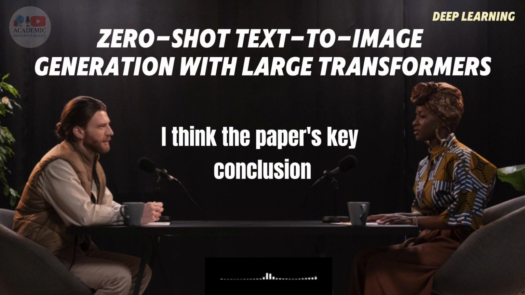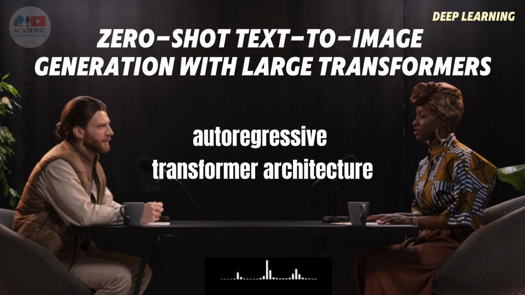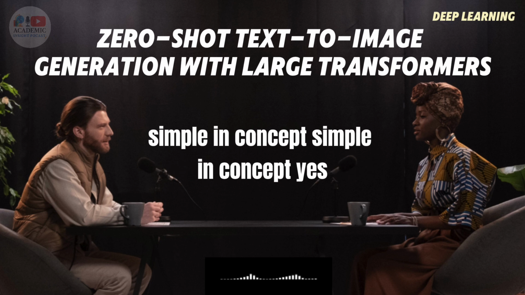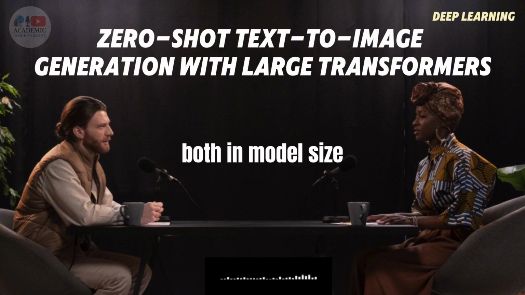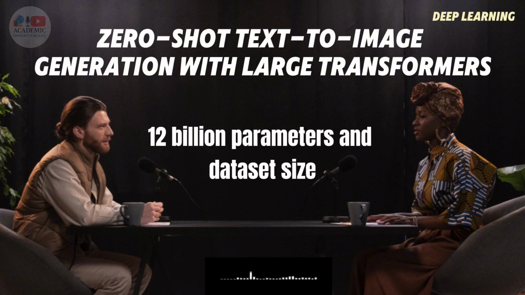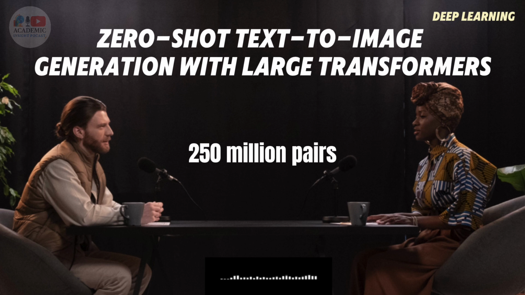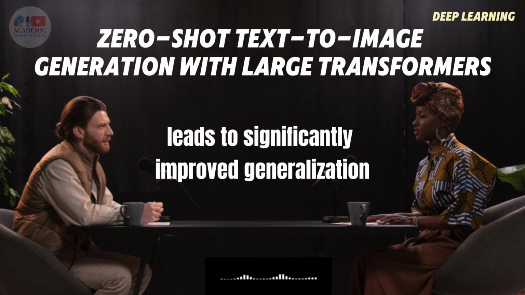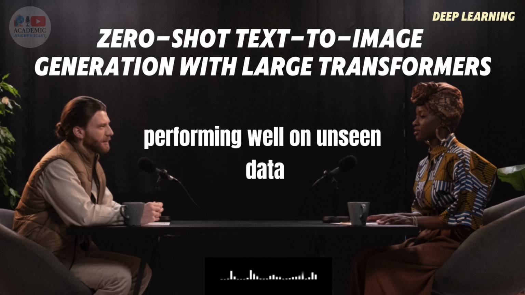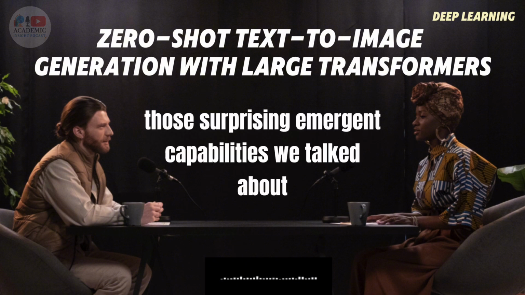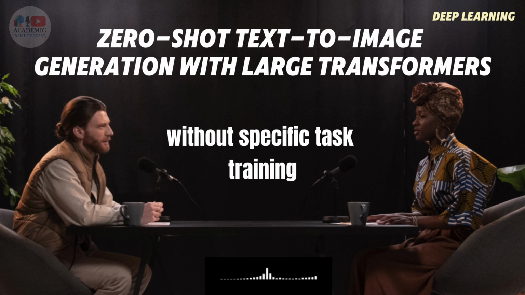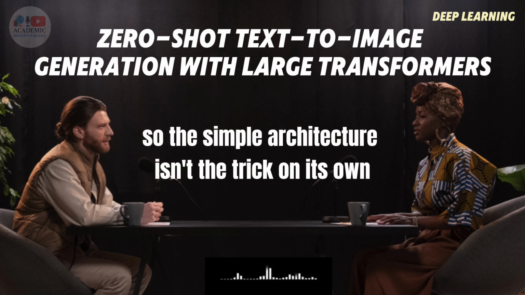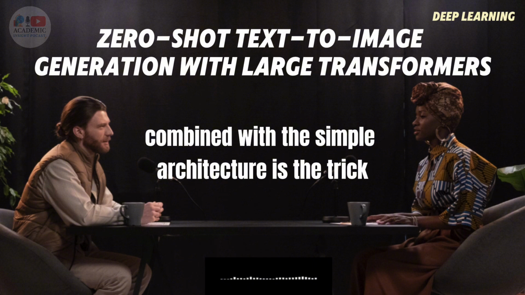I think the paper's key conclusion is that a surprisingly simple, autoregressive transformer architecture. Simple in concept. Simple in concept, yes. When trained on sufficient data and pushed to an unprecedented scale, both in model size, 12 billion parameters, and dataset size, 250 million pairs, leads to significantly improved generalization. Performing well on unseen data. Right. And critically, those surprising emergent capabilities we talked about, even in a zero-shot context without specific task training. So the simple architecture isn't the trick on its own. The scale combined with the simple architecture is the trick.